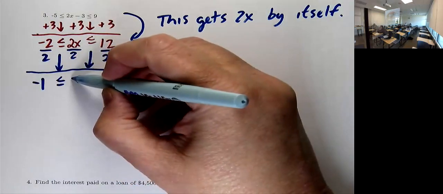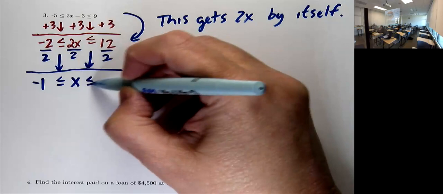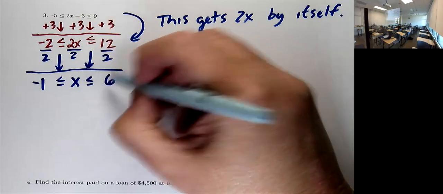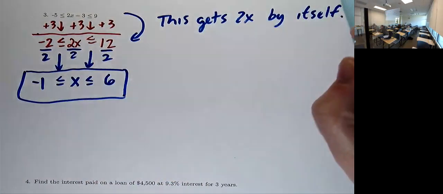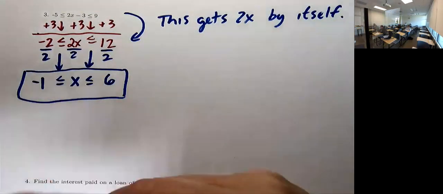2 divided by 2 is just 1, so we have x left, and 12 divided by 2 is 6. That's the final answer.